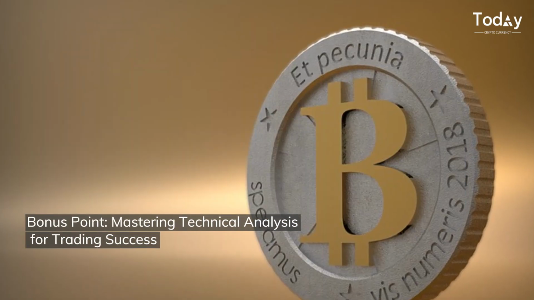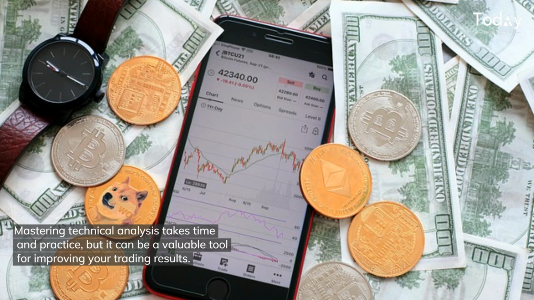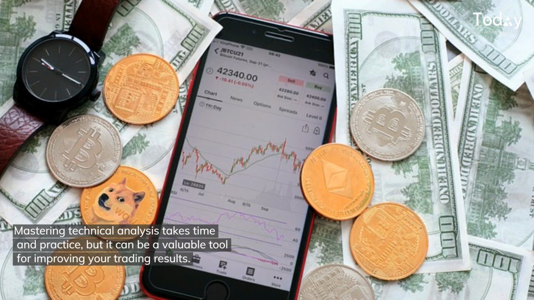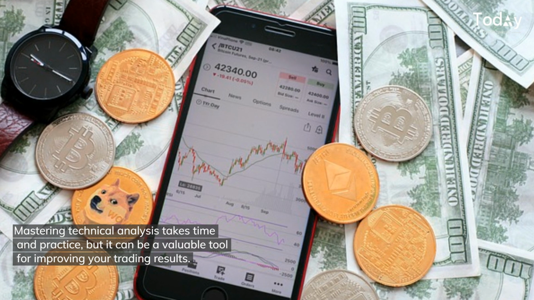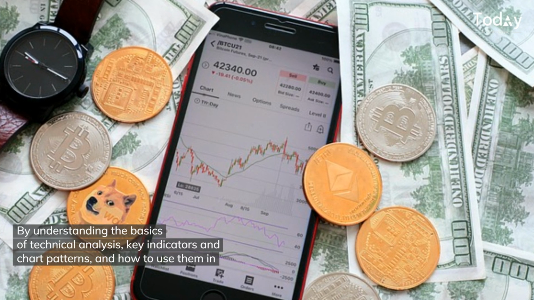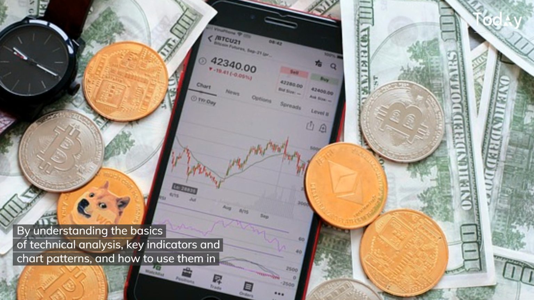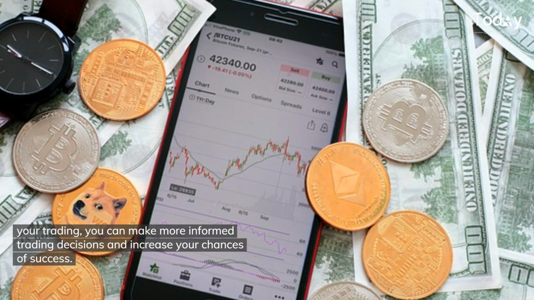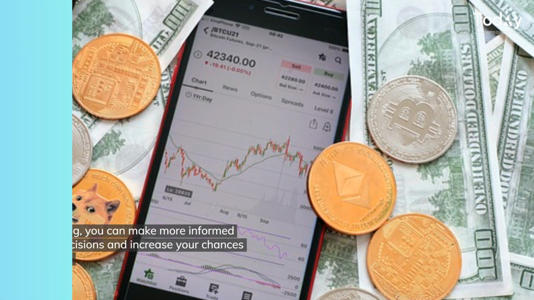Bonus point: Mastering technical analysis for trading success. Mastering technical analysis takes time and practice, but it can be a valuable tool for improving your trading results. By understanding the basics of technical analysis, key indicators and chart patterns, and how to use them in your trading, you can make more informed trading decisions and increase your chances of success.